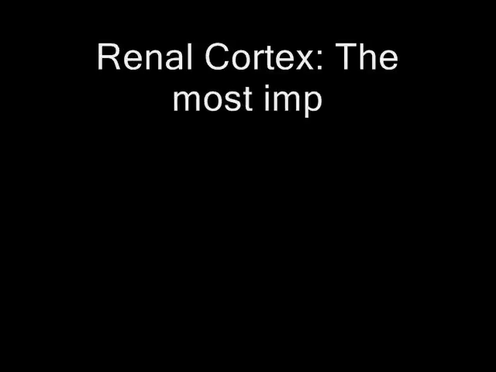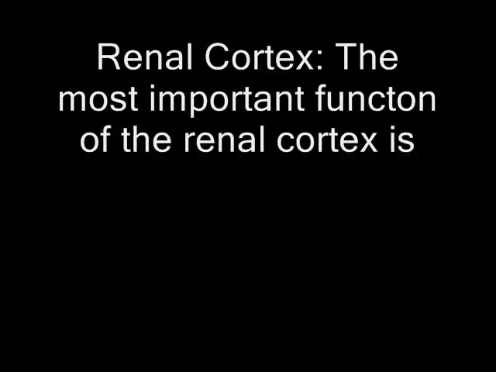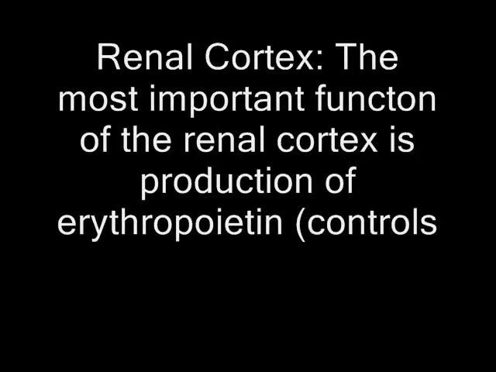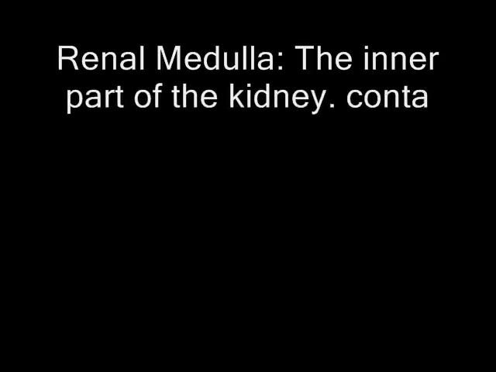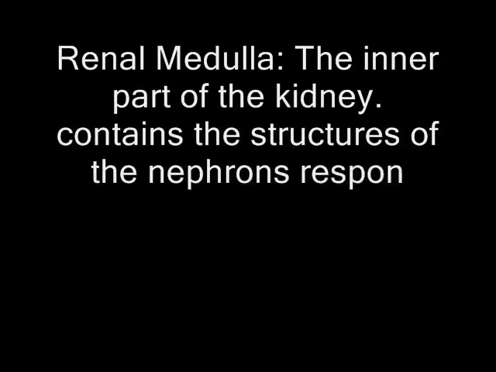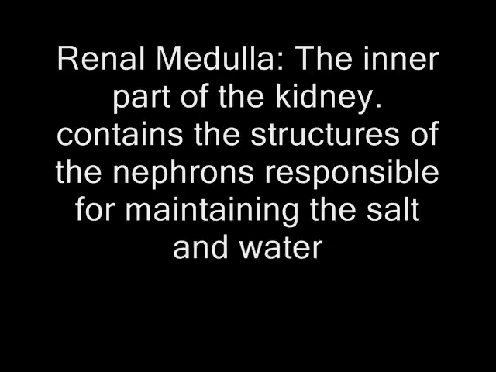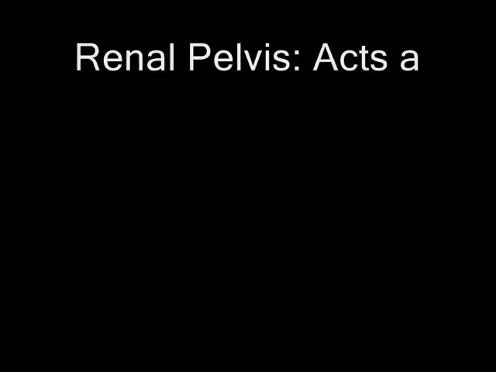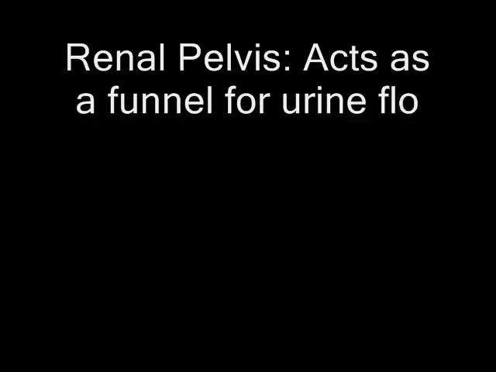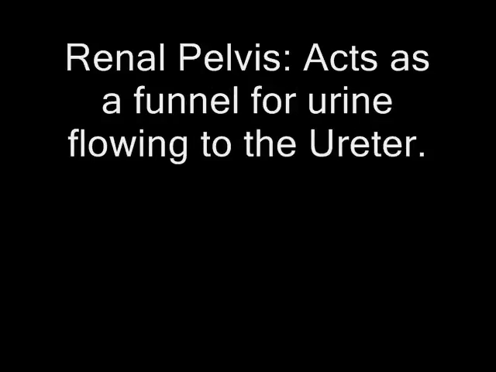Okay, up next is the renal cortex. The most important function of the renal cortex is the production of erythropoietin, which controls red blood cell production. And following the renal cortex is the renal medulla. That is the inner part of the kidney, which contains the structures of the nephrons, which are responsible for maintaining the salt and water balance of the blood. The renal pelvis acts as a funnel for urine flowing to the ureter.